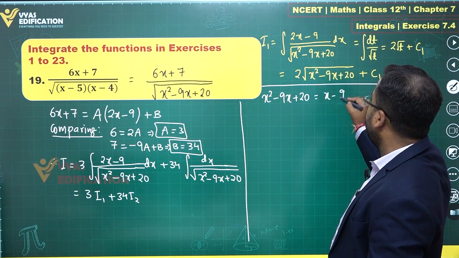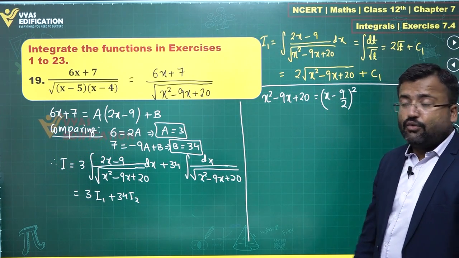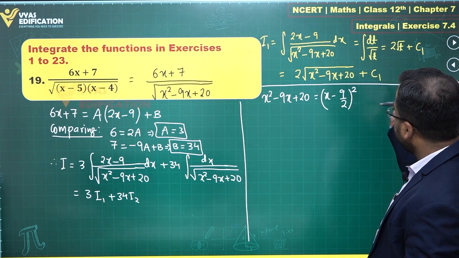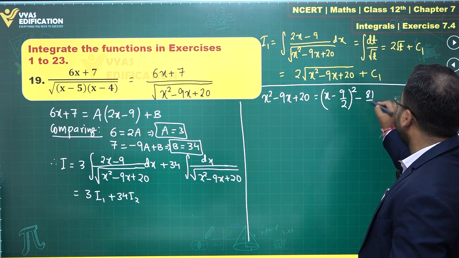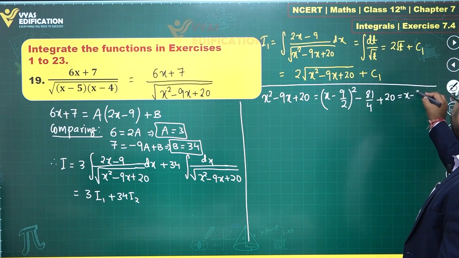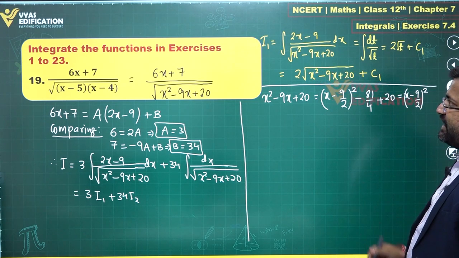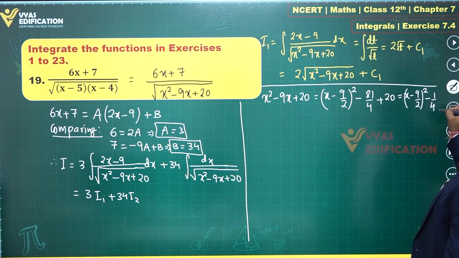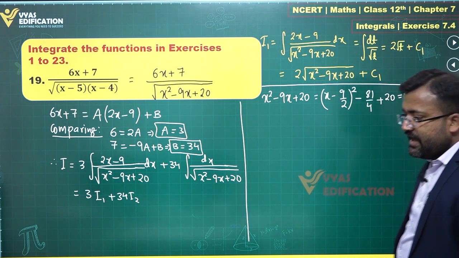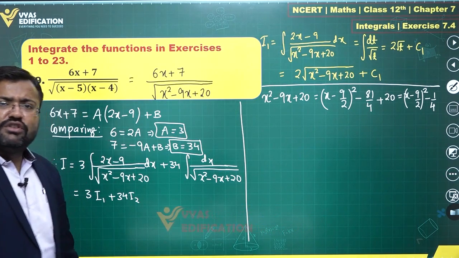This is x minus 9 by 2 square, x minus half of 9, which is 9 by 2 square, and this 9 by 2 square has to be subtracted, that becomes minus 81 upon 4 plus 20, okay, and this is equal to x minus 9 by 2 squared plus 80 minus 81 is minus 1 by 4. This is what I get. X minus 9 by 2 square and minus 1 by 4 is what I get. 1 by 4 is square of 1 by 2.